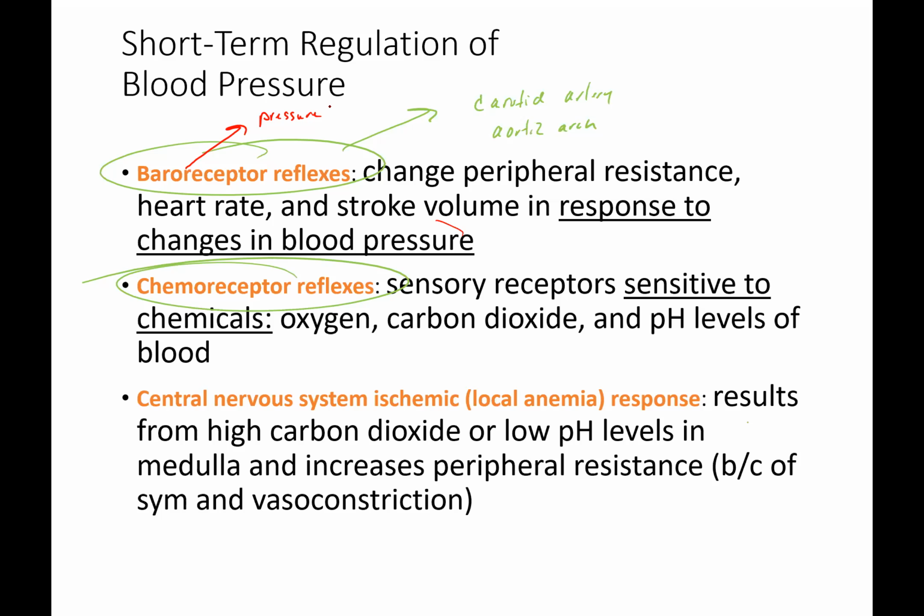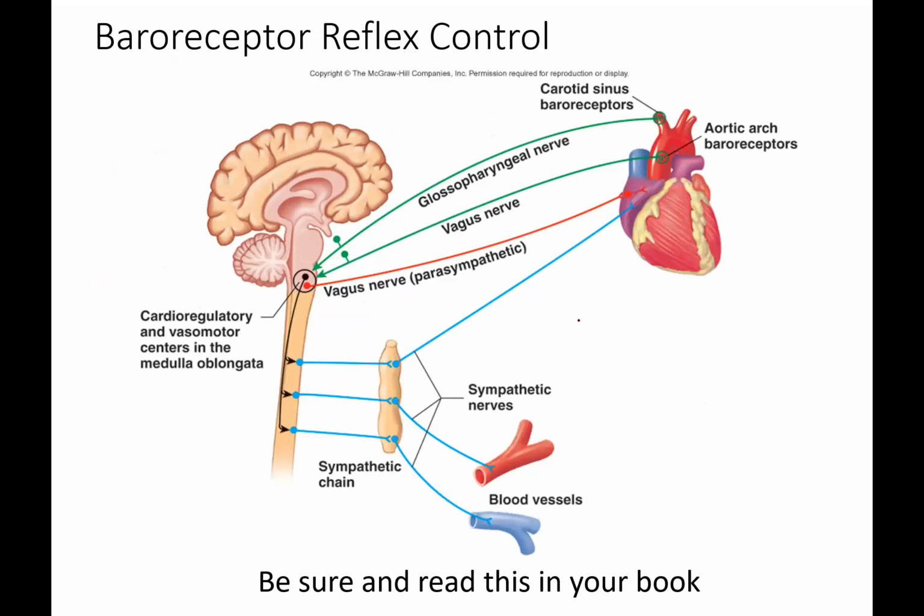If there's a chemical change, such as changes in oxygen, carbon dioxide, and pH, okay, chemically, your body will also adapt to that particular change. Okay, these are receptors. The nerves that are responsible for that are going to be the vagus nerve, which is cranial nerve 10, and the glossopharyngeal nerve, which is cranial nerve 9. Okay. And they do go to the carotid and to the aortic arch.